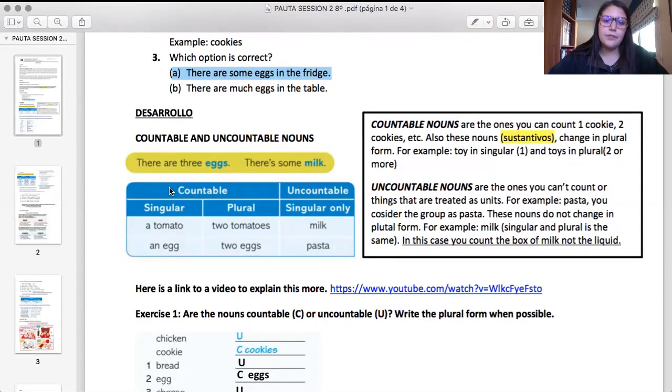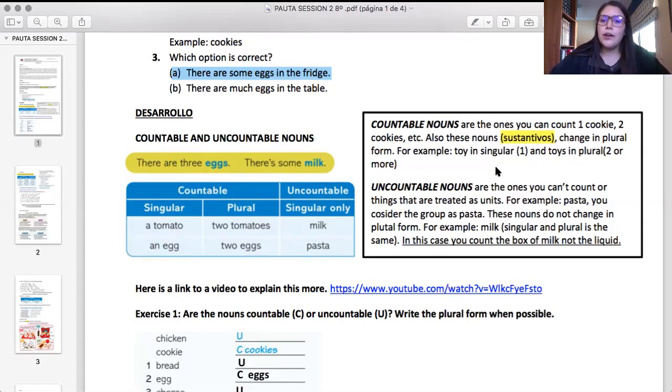Here we have some examples. There are 3 eggs and there's some milk. And here we have a chart with countable and uncountable nouns with the singular, the plural, and in the case of uncountable nouns, only singular. They don't have a plural form.